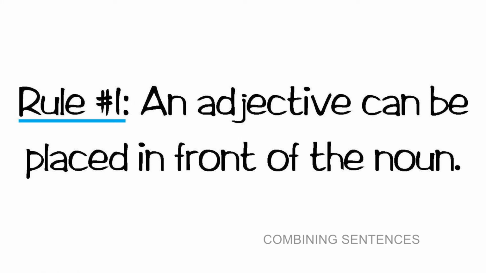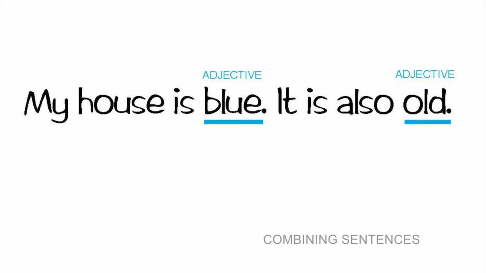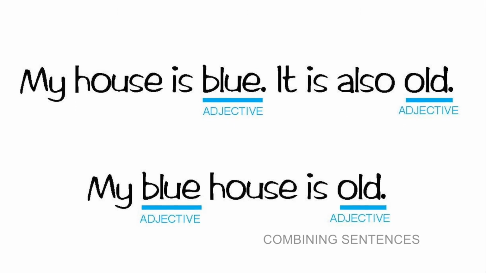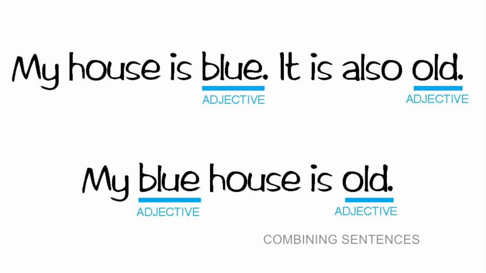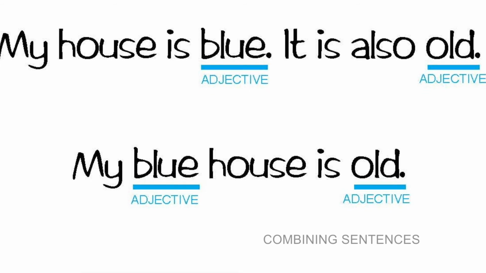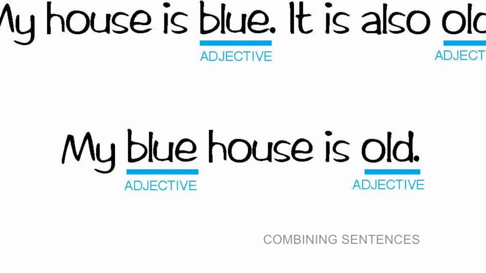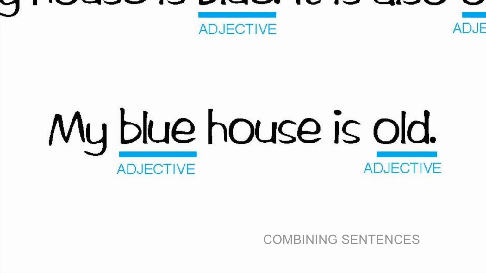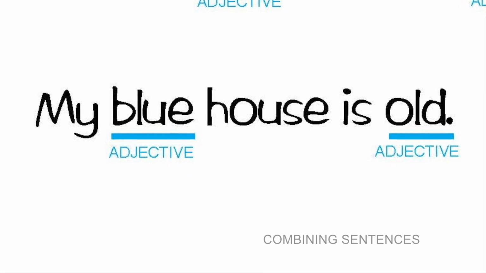Rule number 1. An adjective can be placed in front of the noun. Here's an example. My house is blue, it is also old. You can see how we have two adjectives here, blue and old. Two sentences, too many words, all talking about the same thing. So we take the wordy long sentences, my house is blue, it is also old, and combine it by putting one adjective in front of the noun we're describing. My blue house is old.